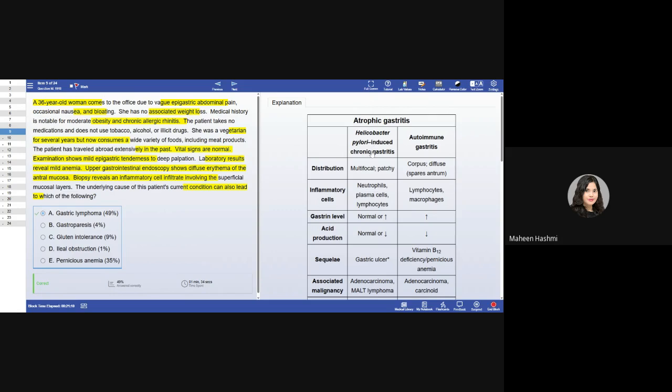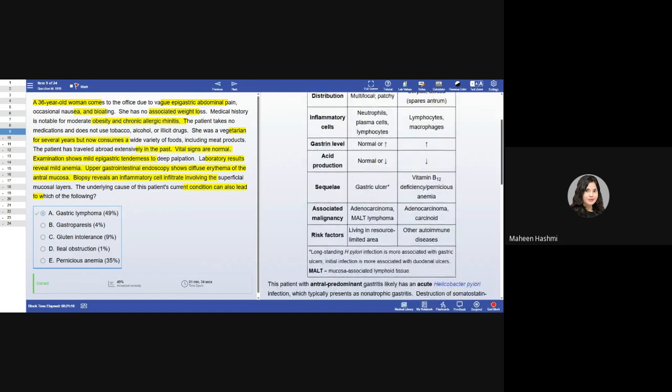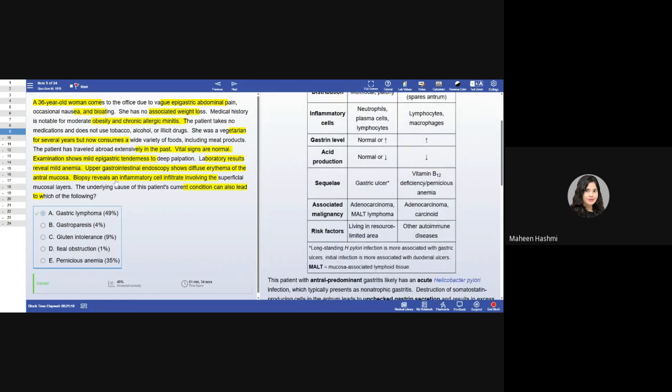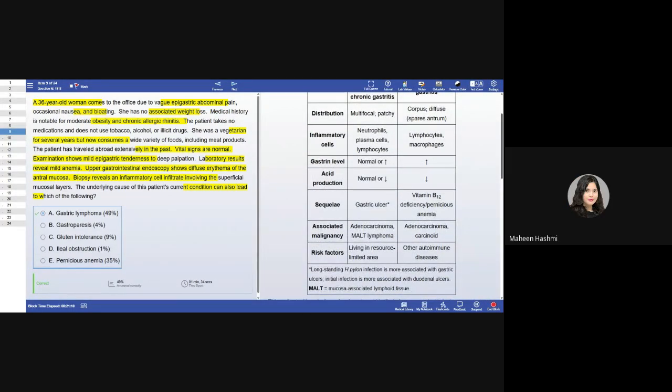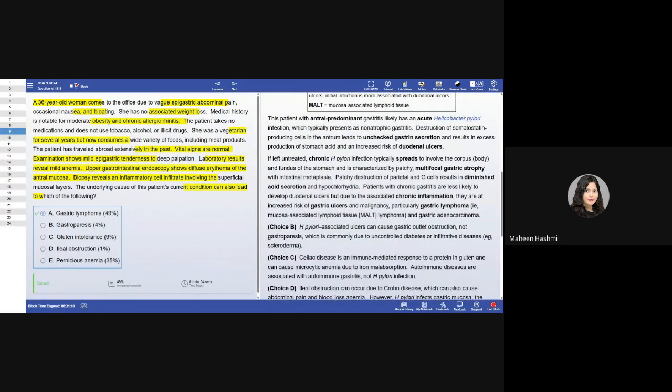So either you have H. pylori-induced chronic gastritis or you have autoimmune gastritis. Autoimmune gastritis can occur due to vitamin B12 deficiency, because they talked about mild anemia as well. That means they're referring to pernicious anemia in reference to autoimmune gastritis. A lot of autoimmune diseases go together. So the patient has antral-predominant gastritis that most likely gave the presentation of H. pylori infection. Again, you always have to check the gastrin levels.